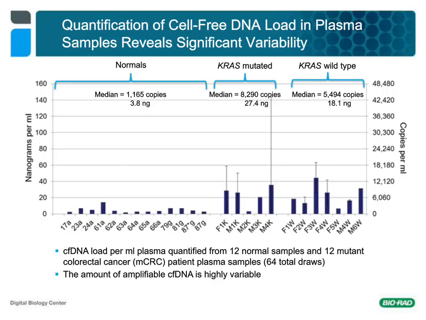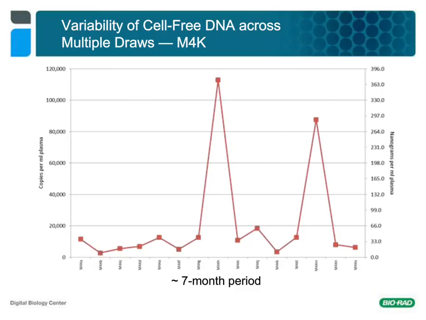The large error bars seen in the KRAS mutated and KRAS wild type patient samples are due to the variability seen in the longitudinal draws from the same patient. This patient had 15 draws over a 7-month period, and as you can see, the amount of DNA per draw is highly variable. Unfortunately, we don't have any data to correlate with these particular time points based on treatment or response.